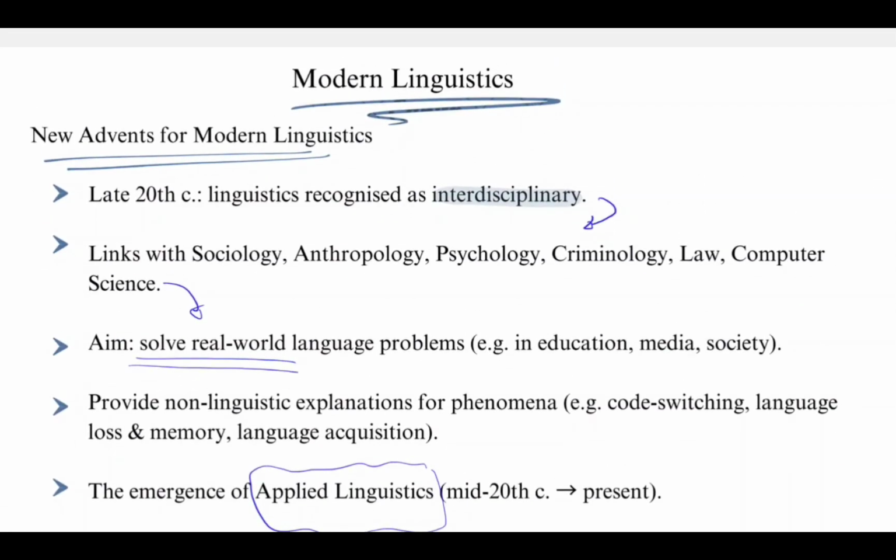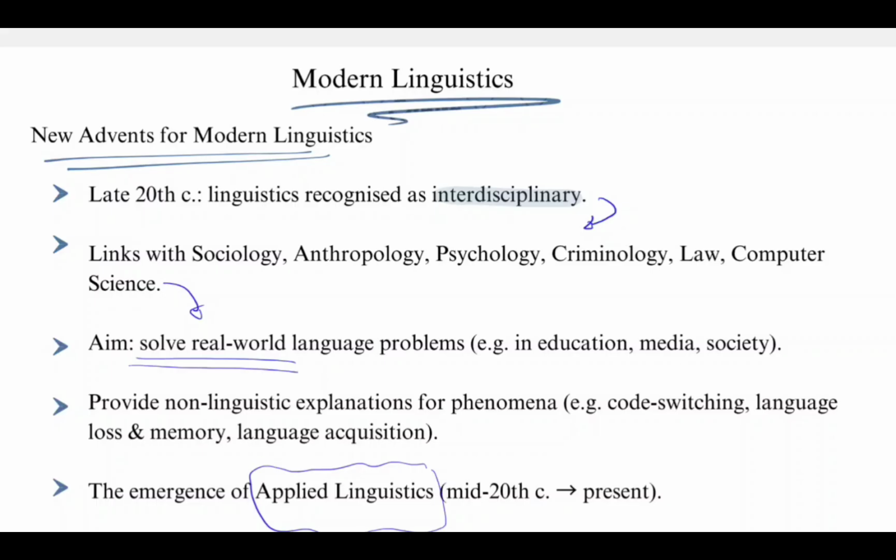And so linguistics was finally recognized as interdisciplinary. Why? Because now we have links to sociology, anthropology, psychology, criminology, law, computer science, genetics, neurology, etc. The aim was to solve real-world language problems in education, media, society.